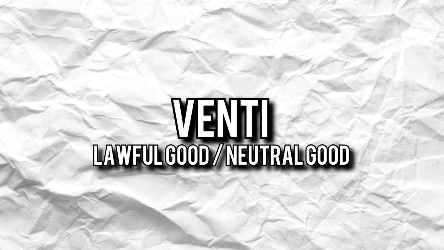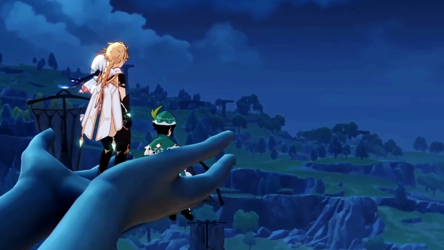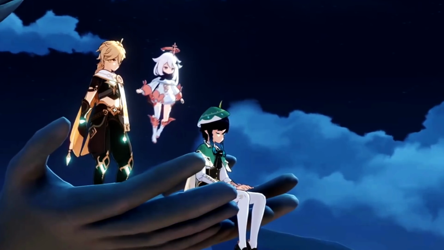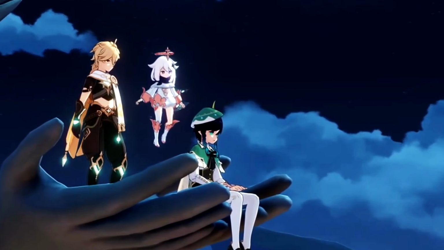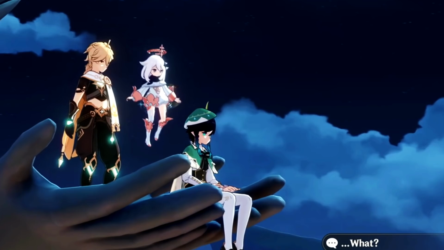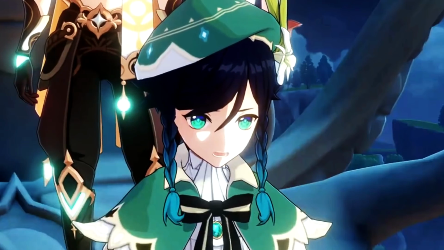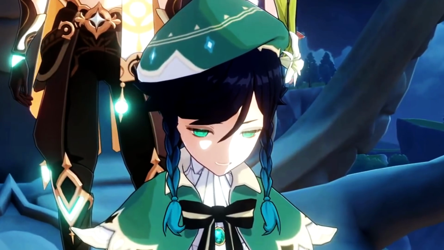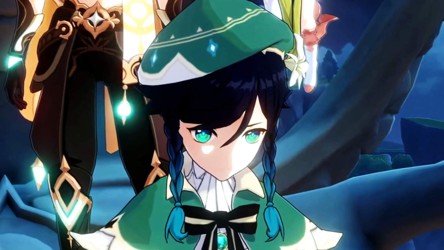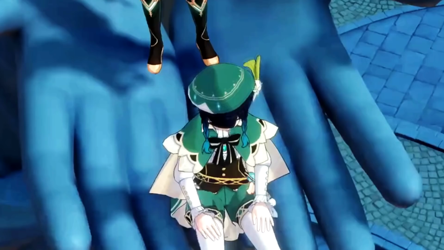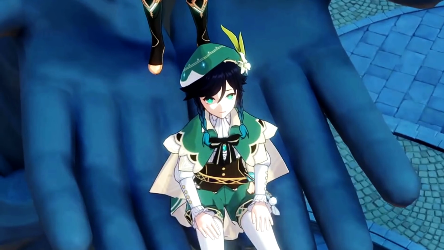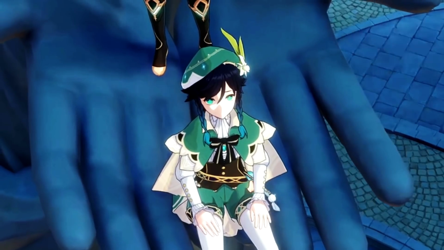Venti. Neutral good, lawful good. Here's an interesting take. Venti himself may seem like a character that just goes with the wind and is very carefree, but we're considering morality and not personality. Venti is a good example of personality not equating to morality. If you examine his actions, he follows a set of moral strictures for himself, especially regarding his helping of Mondstadt.